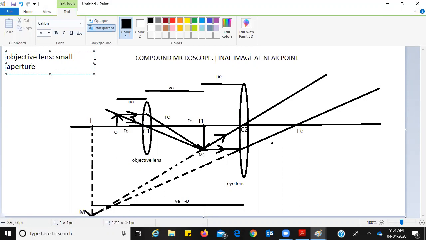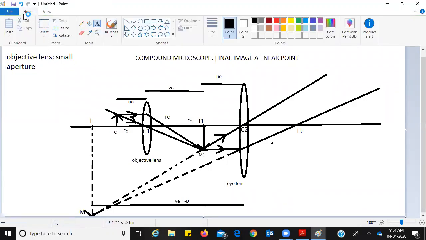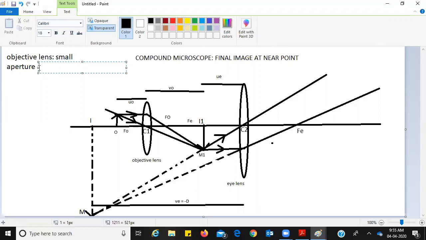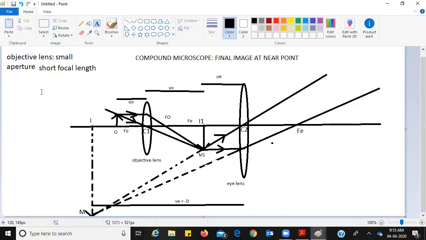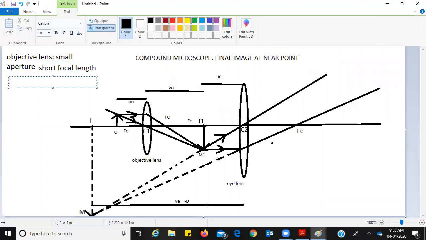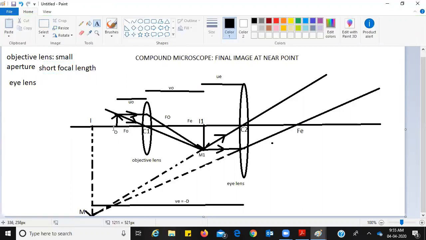What about the focal length? Small focal length, a short focal length. Because we already know that to get a magnified image, you need a short focal length. Yes, sir. Small aperture and short focal length. Then the eye lens: large aperture, and large focal length compared to the objective lens.